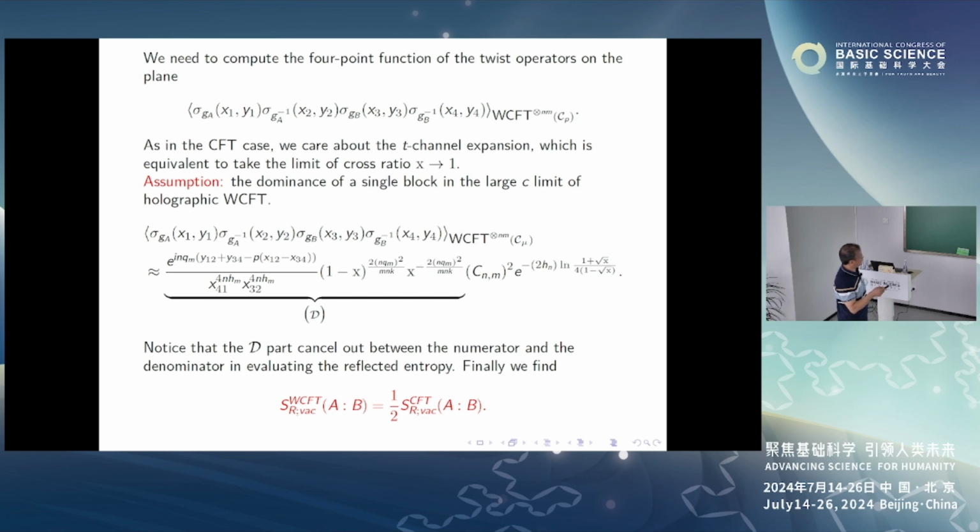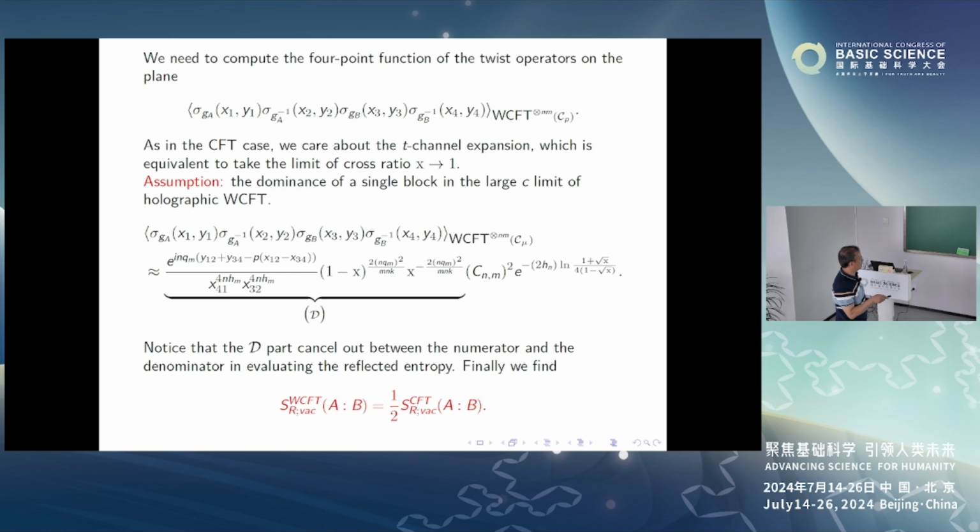Now this is the four-point function. In the CFT case, we only care about the t-channel expansion, which is equivalent to taking the limit of the cross ratio x to 1. We also have to make an assumption that even for the holographic warped CFT case, in this limit, only a single block dominates, the vacuum block. So that allows us to get this kind of answer.